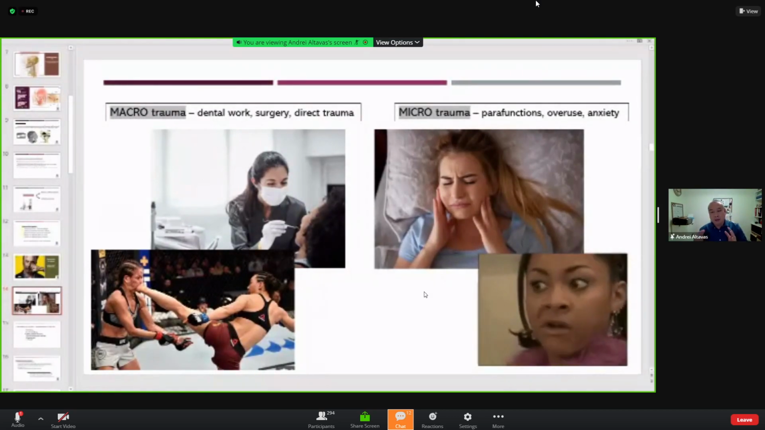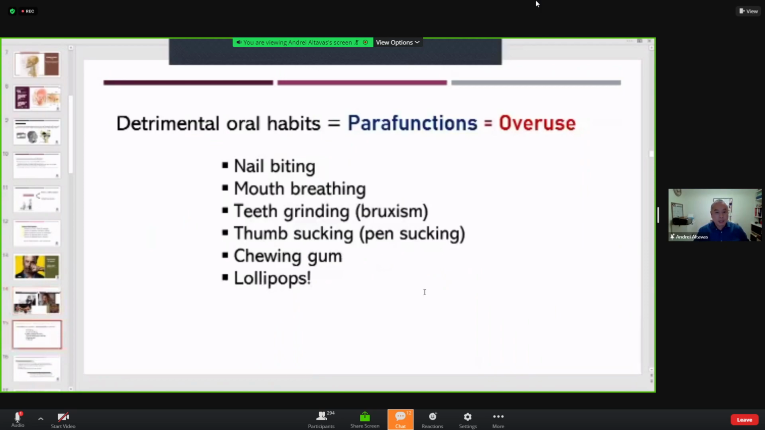These are detrimental oral habits, parafunctions, which can lead to overuse, and anxiety, and people who tell you they get really tense and things like that. That can contribute to prolonged trauma. When you say trauma, it doesn't necessarily mean a blunt trauma. It could be something that predisposes the patient to a condition that needs to be reversed. Detrimental oral habits are simply called parafunctions, which lead to overuse.